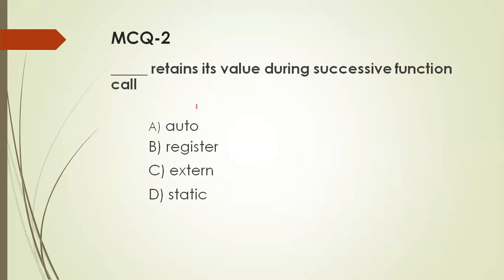Dash retains its value during successive function calls. An automatic variable cannot retain its value because the moment you quit the function, the variable will be destroyed. So a static variable retains its value during successive function calls. The correct answer is D.